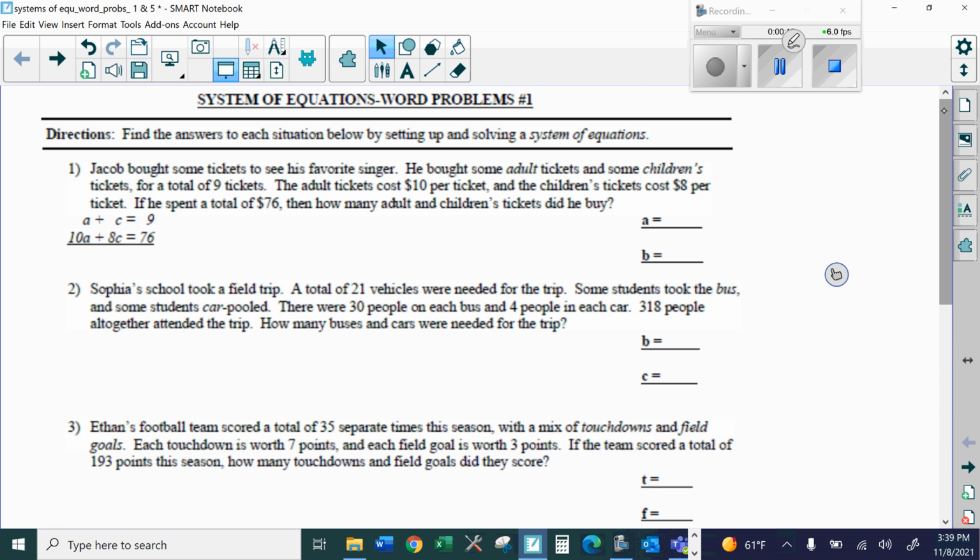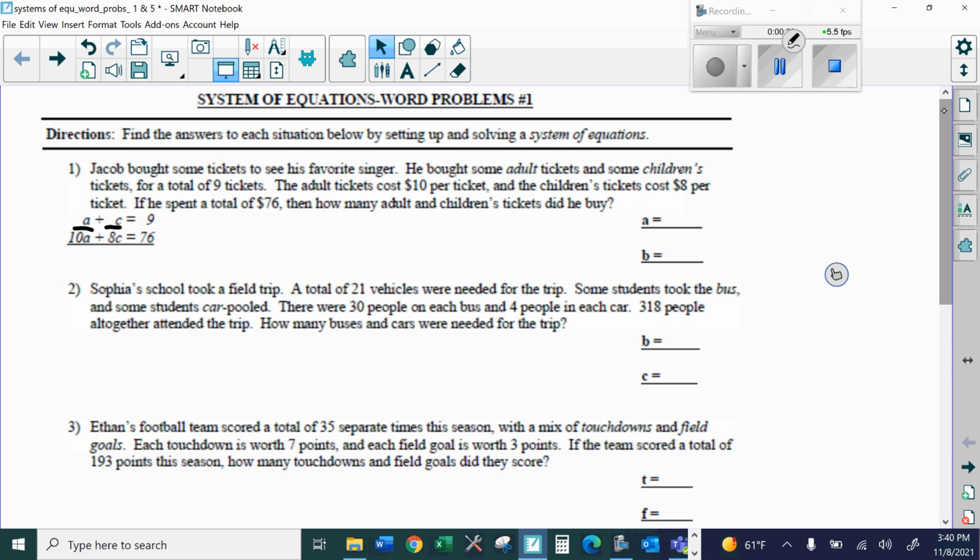Jacob bought some tickets to see his favorite singer. He bought some adult tickets, and that's why you see the letter A for adult, and some children's. Use the same letter, it starts with C, for a total of 9 tickets. That's why it says A plus C equals 9. So that should be easy to set up.